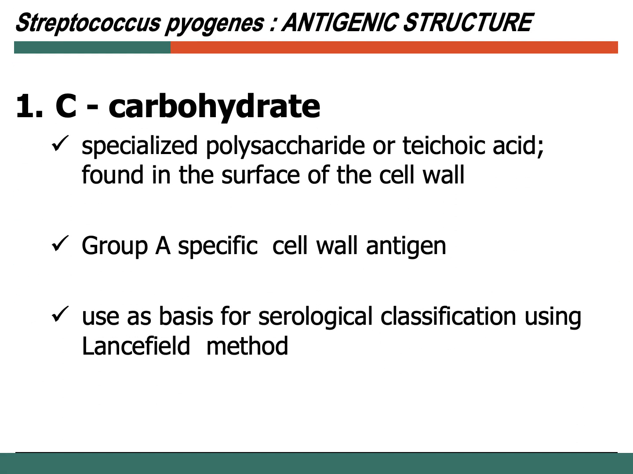So now let's go to the antigenic structure. The first one is the C carbohydrates. Since your group A strep contains group A for Lancefield classification, it possesses A antigen on the C carbohydrates. The C carbohydrate are specialized polysaccharide or teichoic acid found on the surface of the cell wall. It is the group A specific cell wall antigen because it's group A strep. And this is the basis of serological classification using the Lancefield method. So how do we perform again the C carbohydrate? We extract strep and dilute with acid and heat for 10 minutes.